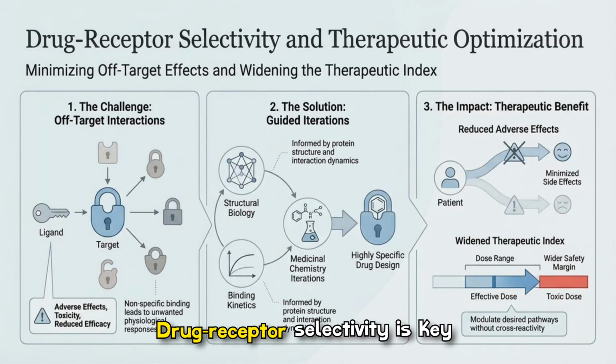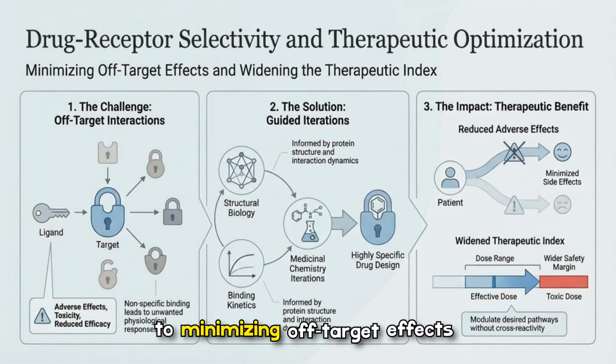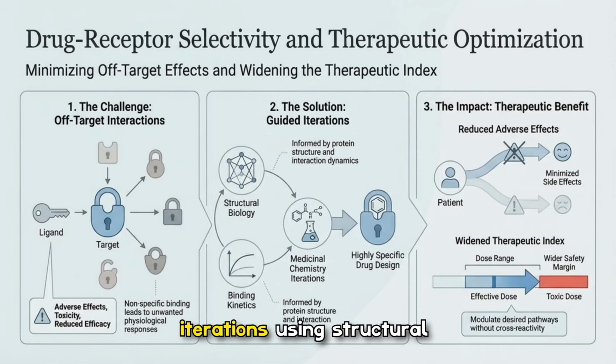Drug receptor selectivity is key to minimizing off-target effects and widening the therapeutic index, and the slide outlines the challenge of nonspecific binding. The solution involves guided iterations, using structural biology, binding kinetics, and medicinal chemistry to design highly specific drugs, ultimately reducing adverse effects and expanding the safe dose range for patients.